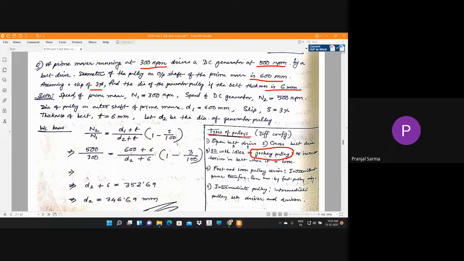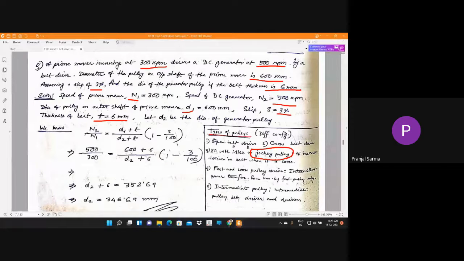The speed of the prime mover, N1, is 300 rpm. The speed of the output DC generator, N2, is 500 rpm. The diameter of the pulley on the prime mover, D1, is 600 mm, and the percentage slip is 3%. The thickness of the belt, T, is 6 mm. Let D2 be the required diameter of the generator pulley.